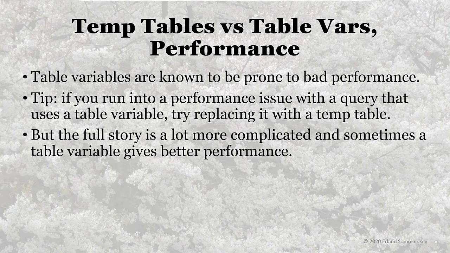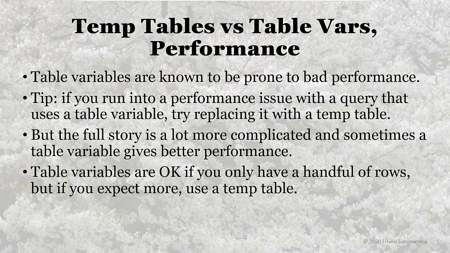The full story is a lot more complicated, and there are situations where the table variable gives better performance. But if you want some sort of rule of thumb for when to use a table variable or a temp table, table variables are okay if you only expect a handful of rows. For example, if I set up a table with some constant mapping that I'm going to use in my stored procedure, I will use a table variable. But if I expect millions of rows, a temp table, because that is going to perform better. Why that is so is beyond the scope of this presentation.